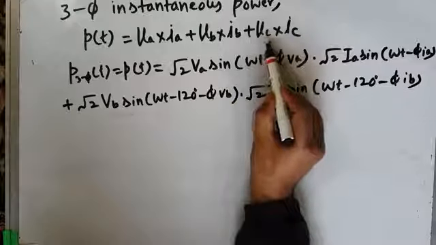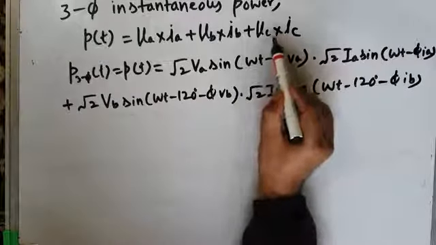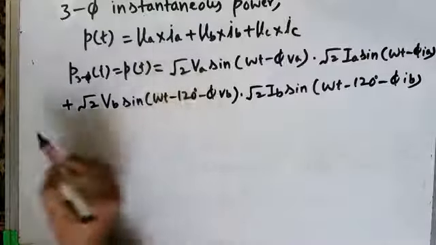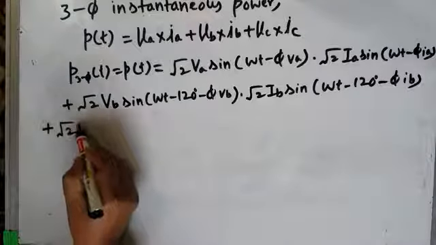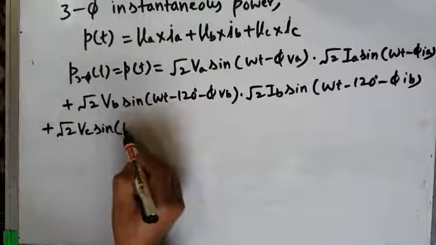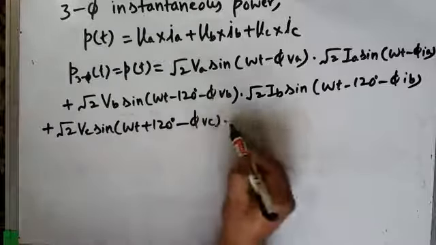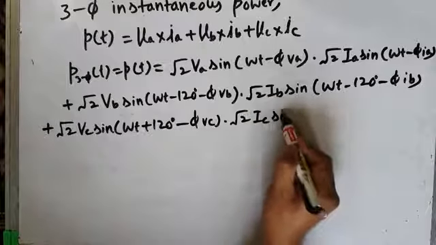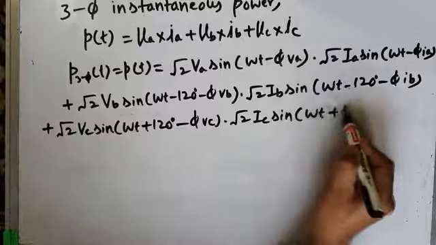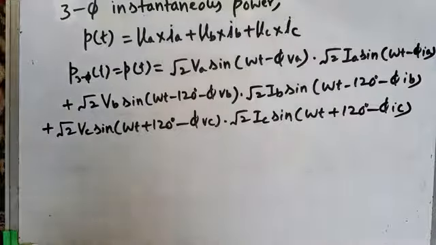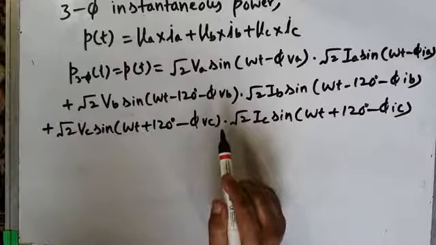Now what is power carried by phase C? It is the product of phase C voltage and phase C current, VC into IC. So plus we know that VC is root 2 VC sine of omega t plus 120 degrees minus phi VC into IC. IC is root 2 IC sine of omega t plus 120 degrees minus phi IC. So that is it. This is the three-phase instantaneous power in a three-phase unbalanced system when both voltages as well as currents are unbalanced. Okay.